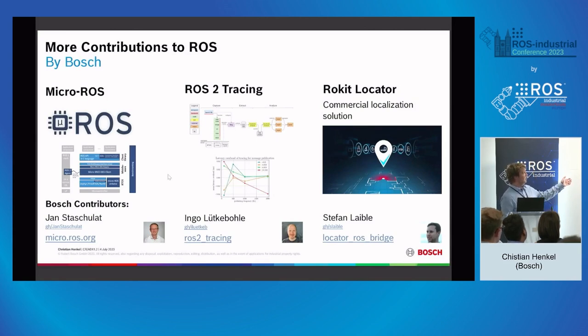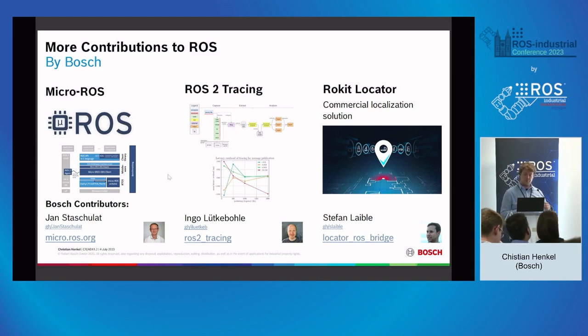Something we've heard already today is micro-ROS. My colleague Jan is contributing there a lot. In the middle you can see the ROS tracing tool. This is what Ingo Lütgebole has been contributing to recently. The idea is to get better insight into the runtime performance of your system. With these trace points you can measure execution time in real time of different sections of your ROS code. And he was also the one that motivated this timing analysis in the BT tools, because that's also important.